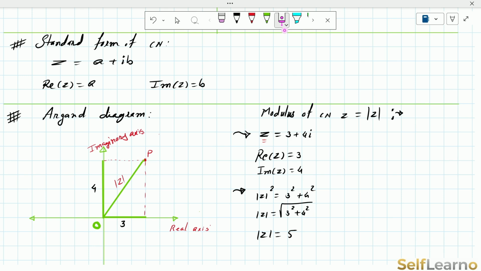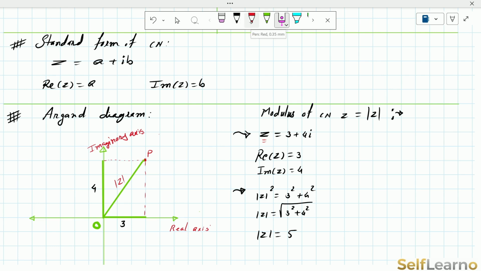See how I defined this modulus of complex number. The modulus of complex number is the length of this line segment. And the length of the line segment must have positive value. That is why modulus of z is positive 5, even though we are taking square root over here. So we are not using the negative sign.